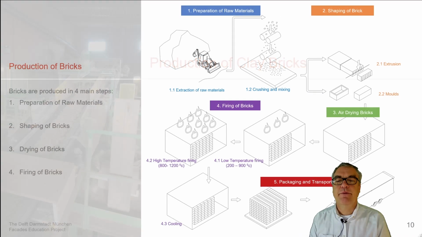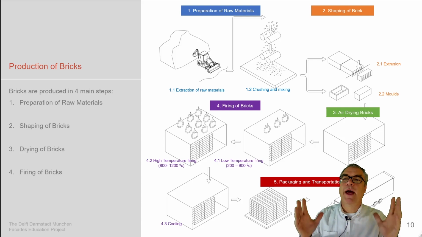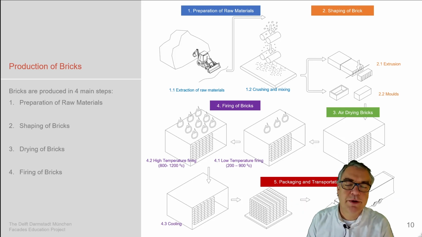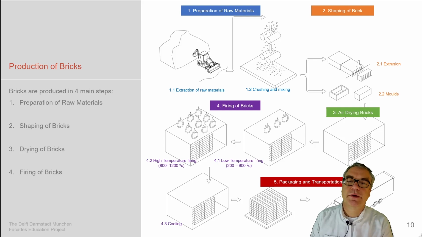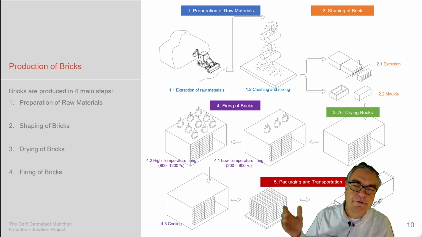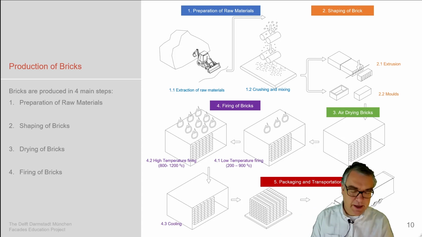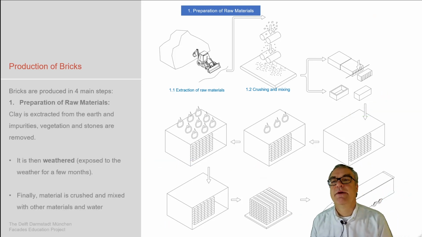Production of clay bricks, we see the main global outline: preparation of the raw material, we'll talk about it in a minute. Then the shaping, two ways, the extrusion and the mold, the drying process, the firing process, then after firing, cooling, and obviously packaging and transport, as it is designed here.